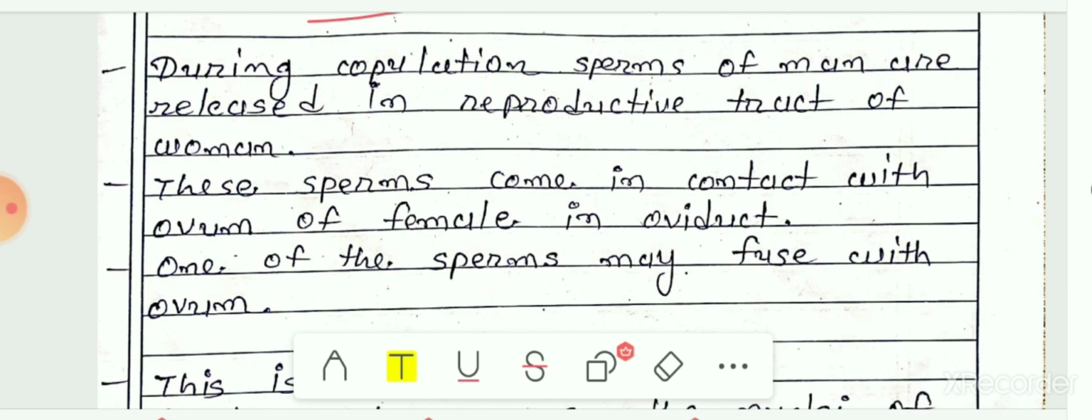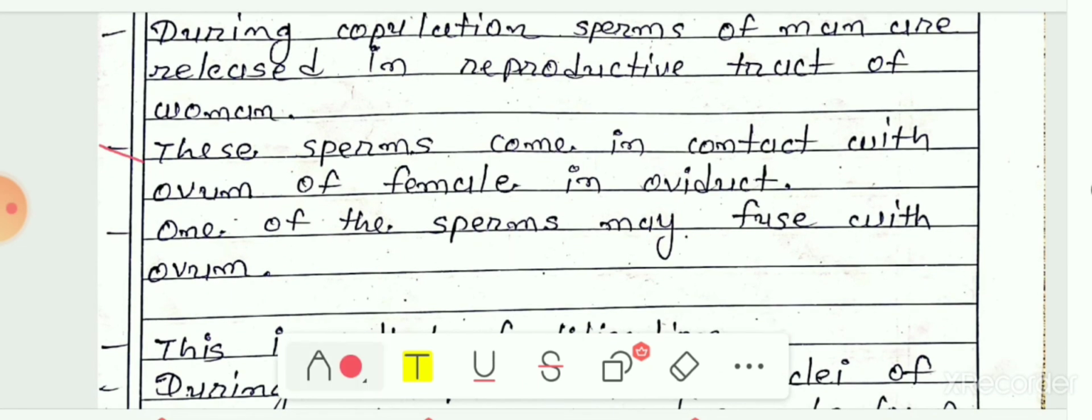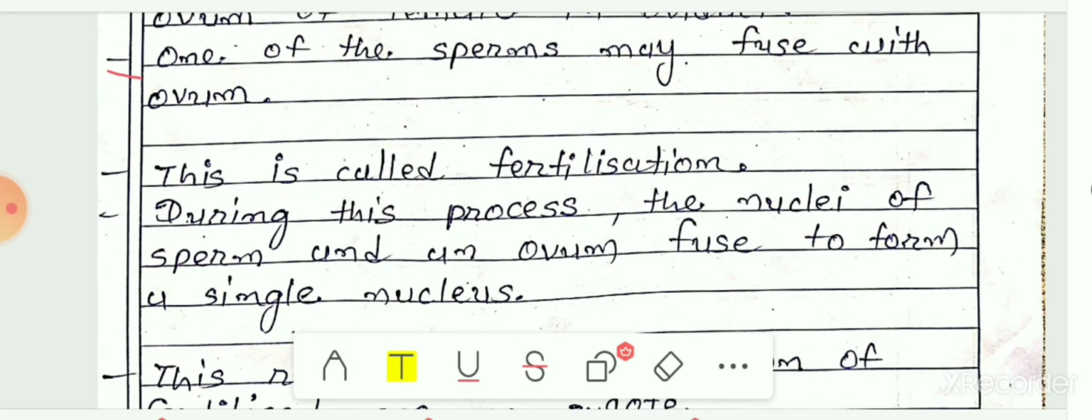During this copulation the sperms from the man are released in the reproductive tract of the woman, and then the sperms come in contact with the ovum of the female in the oviduct. The sperm is released by the man, and the ovum is the reproductive cell of the female. So the sperms come in contact with the ovum of the female in the oviduct, and one of these sperms may fuse with the ovum. This fusion is known as fertilization.